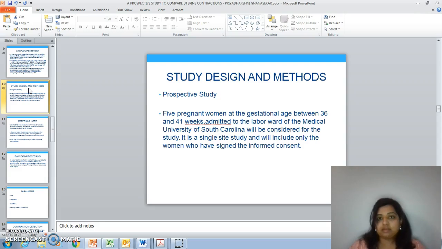Study design and methods. Like I said, it is going to be a prospective study, and we have 5 pregnant women at a gestational age between 36 and 41 weeks admitted to labor at the Medical University of South Carolina who will be considered for the study. It is a single site study. We do not have any multiple sites, and will include only women for this study.